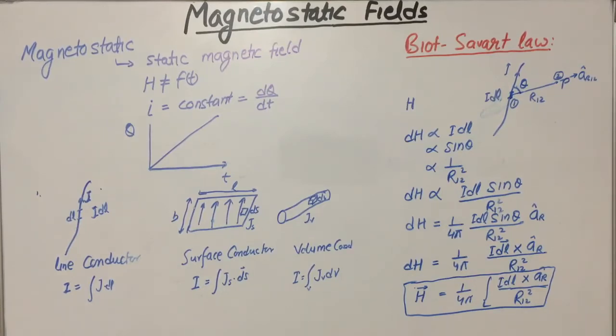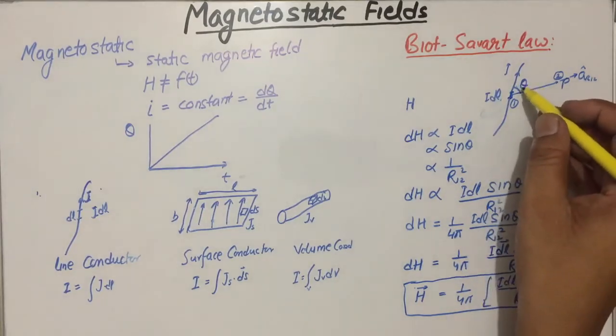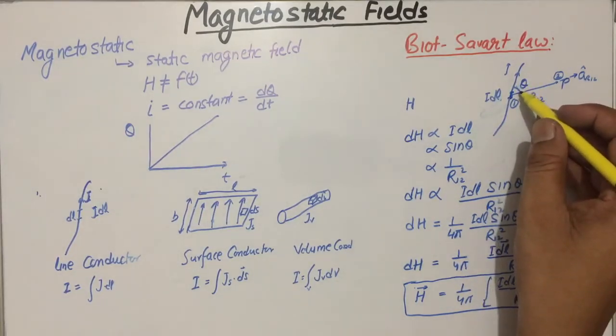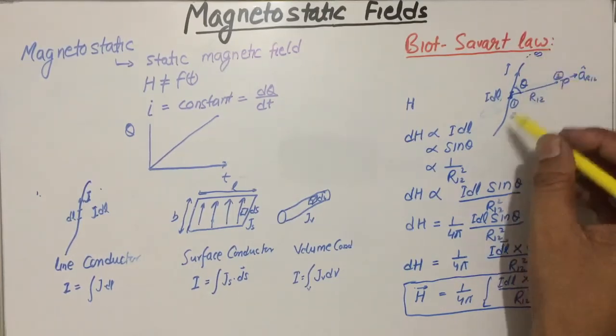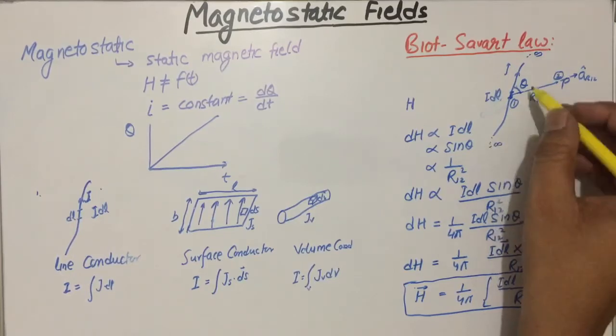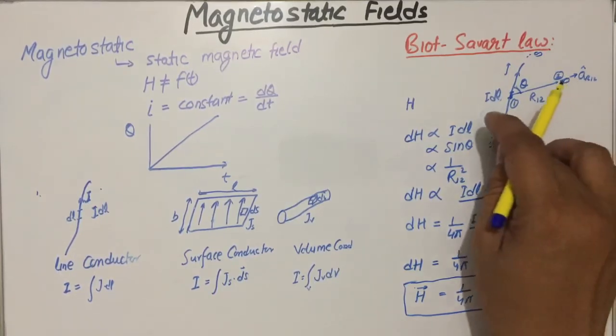Now we will consider the case where the line is of infinite length. If an infinite line current is there, in that case we will try to find the magnetic field intensity due to the line from minus infinity to infinity, at any particular point.